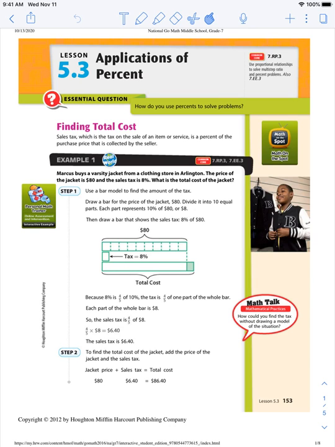Hello, 7th graders, and welcome to Lesson 5.3 on percents in real-world examples. Today we're going to be looking at some applications of percents in real-life problems and using percents to solve them.